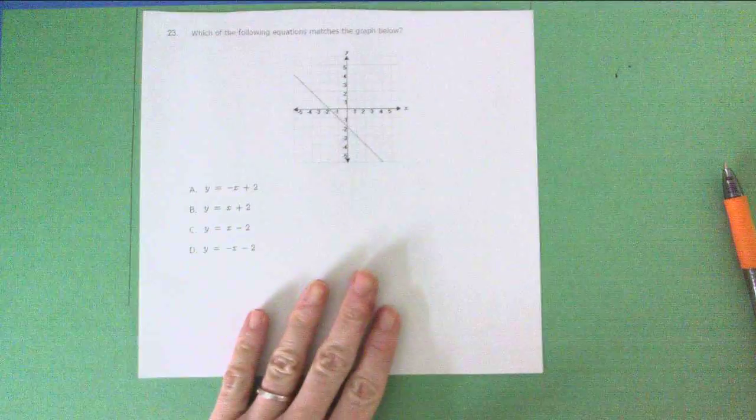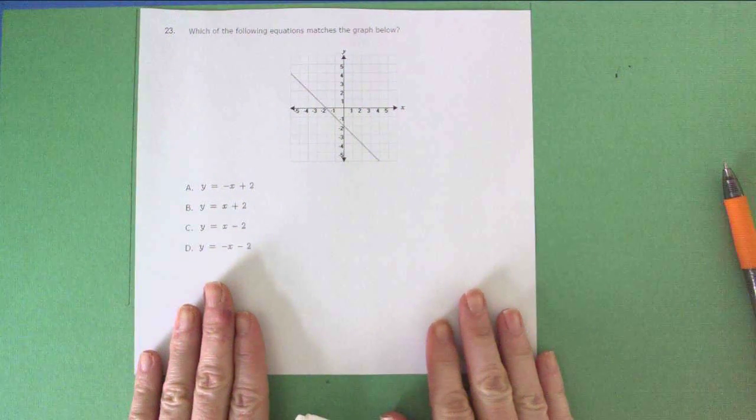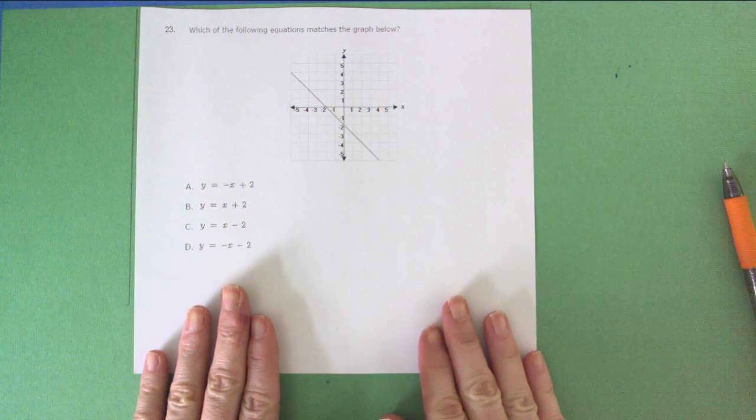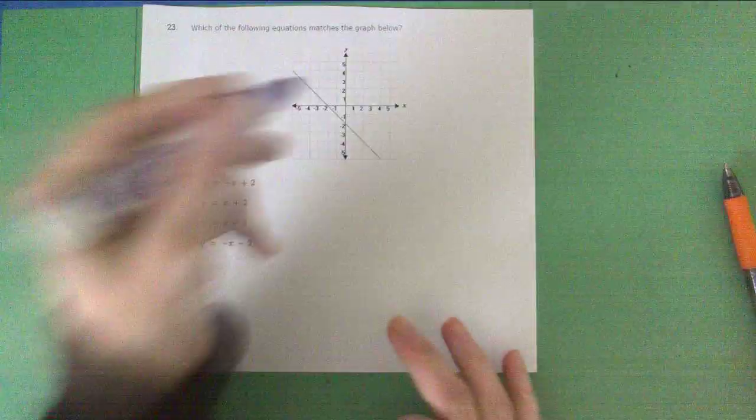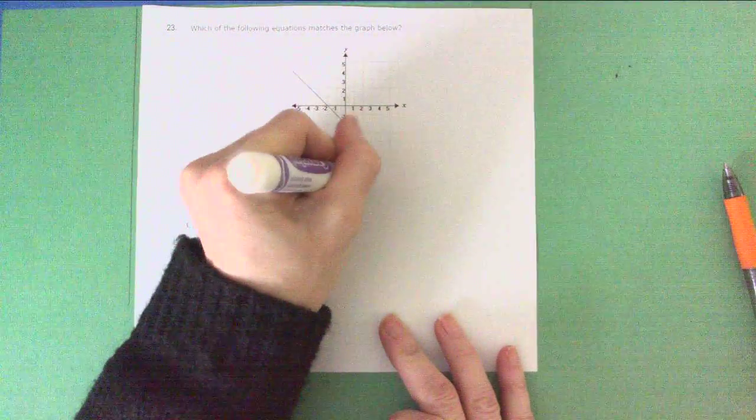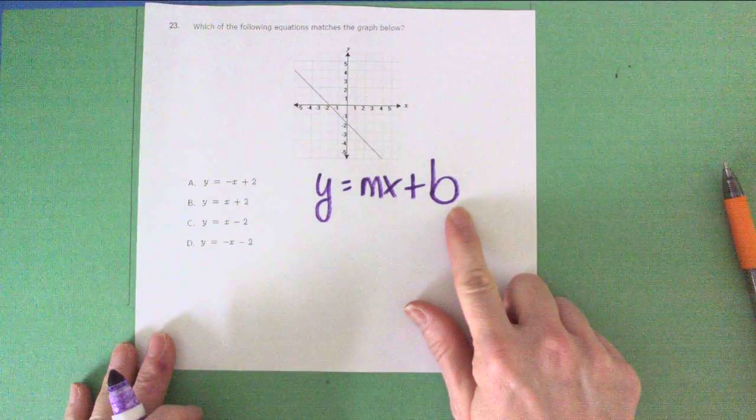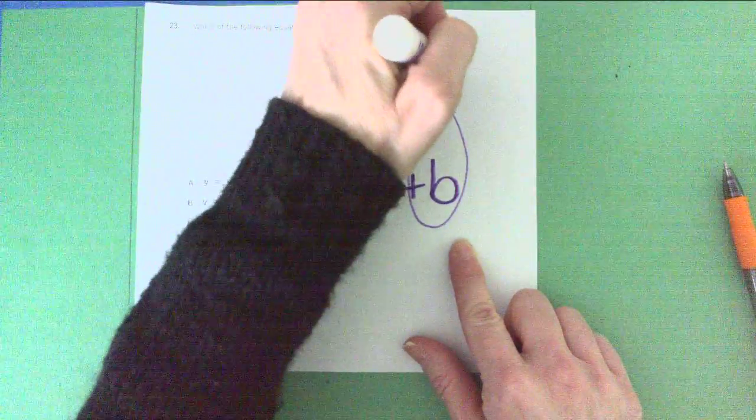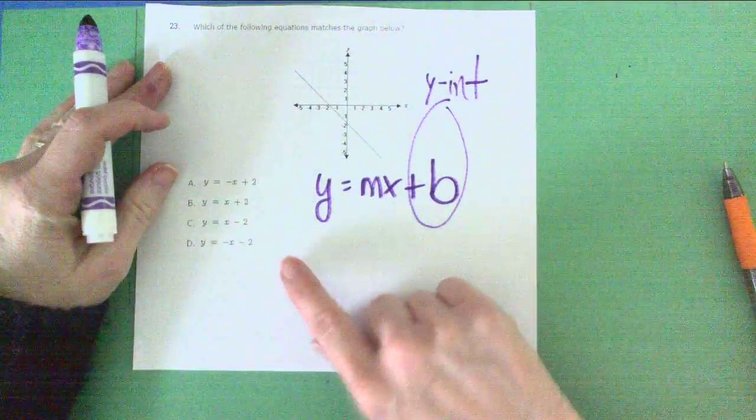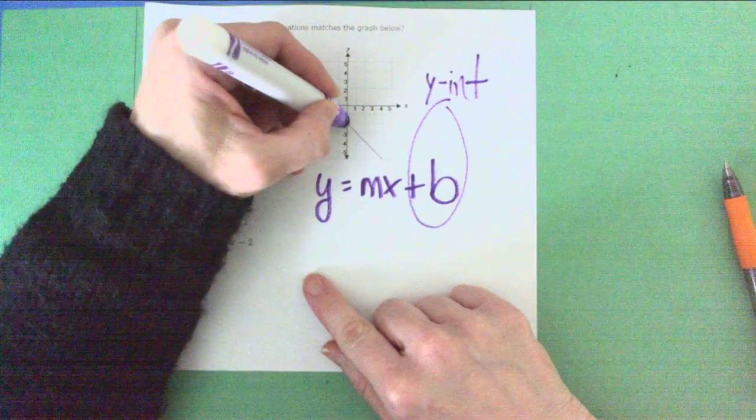Number 23, the last multiple choice question that was in this practice test. Which of the following equations matches the graph below? Again, we've done this before. We're looking for y equals mx plus b. Now, I've said this before on my videos, b is the y-intercept. So let me figure out where this line is crossing the y-axis. It looks like negative 2.